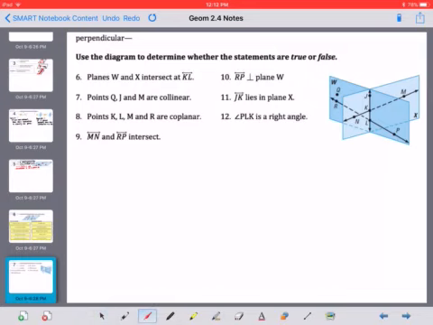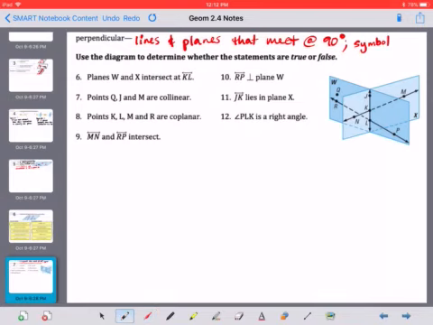Perpendicular, we haven't talked about this yet, but perpendicular lines are lines or planes, lines and planes that meet at 90 degrees. All right, and the symbol that says something is perpendicular, instead of writing out the word perpendicular, you can use this upside down T. So let's use that and this picture here to do some true or false statements. Planes W and X, these two planes intersect at line KL right there. Yep, that is true.